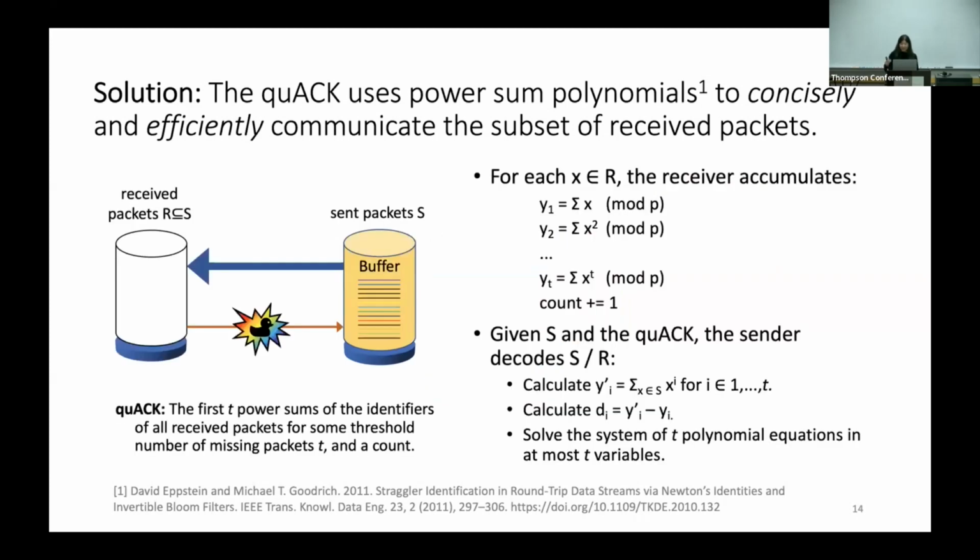Now, this slide goes over the math behind the quack about the power sum polynomials, and I won't go into it in detail. I'll just talk about the intuition behind the math. The reason that our quack is small and decoding the quack is efficient is because all these operations are proportional to the number of missing packets, as opposed to the total number of received packets or the total number of sent packets. This math is really cool and I highly encourage you to look into it more in our paper.